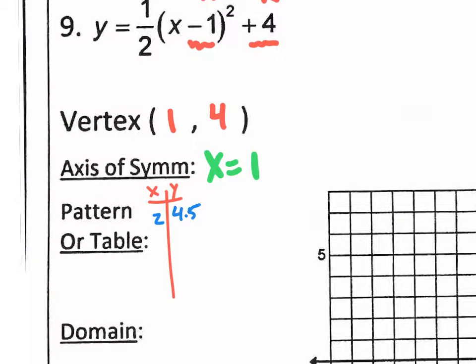I can plug in a 3 now. If I plug in a 3, 3 take away 1 is 2, 2 squared is 4, 4 times half is 2, and 2 plus 4 is 6. Could also plug in a 4. If I plug in a 4, it's going to be 4 minus 1, that's 3. 3 squared is 9. 9 times half is 4.5. And 4.5 plus 4 is 8.5. That's a lot of math, a lot of opportunities for mistakes. If you like XY tables, that's good.